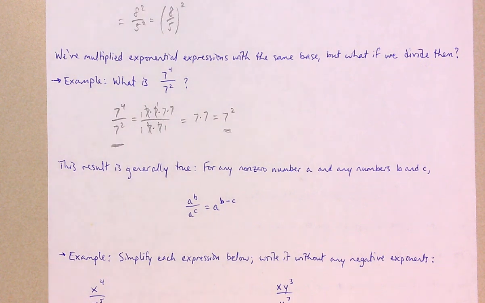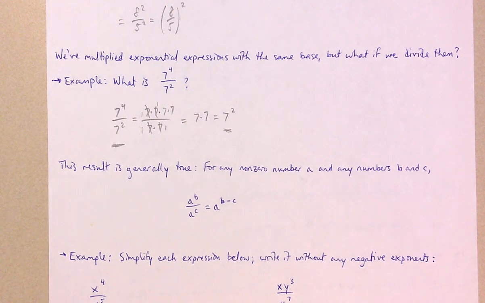So what this is saying is when you divide exponential expressions where the bases are the same, you take the difference of the powers. Multiplying exponential expressions with the same base, add the powers, keep the same base. When you are dividing exponential expressions that have the same base, keep that base, but subtract the powers.